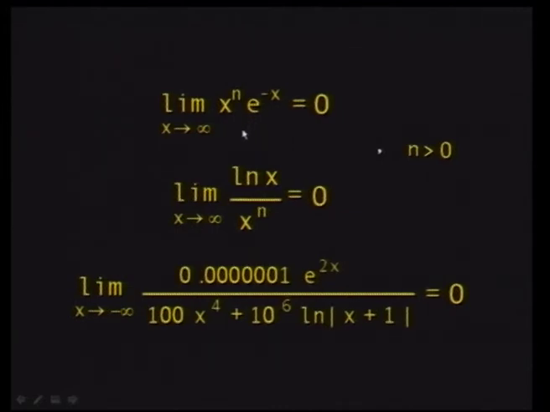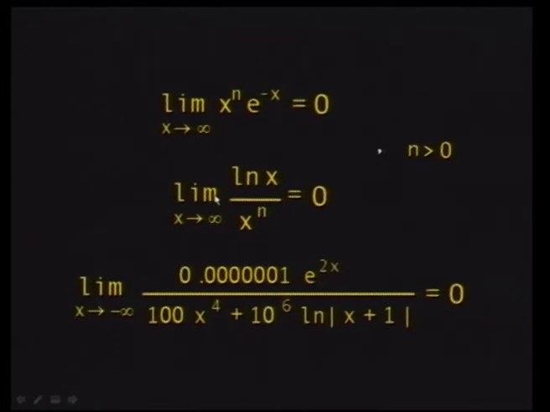Which is stronger here? It's e to the minus x. So e to the minus x here is stronger. So when x tends to infinity, it follows this one, and this one tends to 0 when x tends to infinity. So what you find here, x to the power n, still the limit becomes equal to 0.